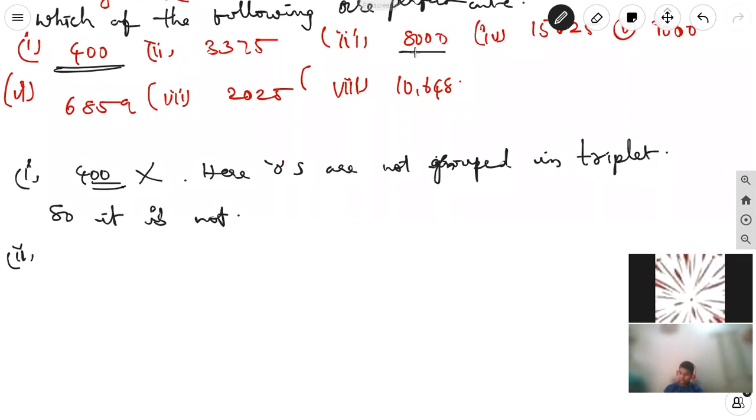The second one, we can't say by observing that. But 8000, we can say it is a perfect cube. Why? Because there are three zeros, an odd number of triplets, and 8 is also 2 cube. So we can write it as 20 cube. So it is a perfect cube.